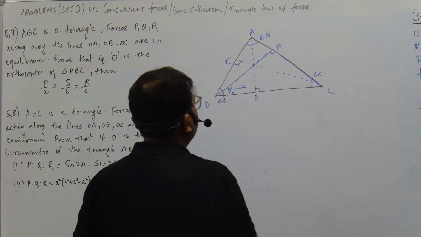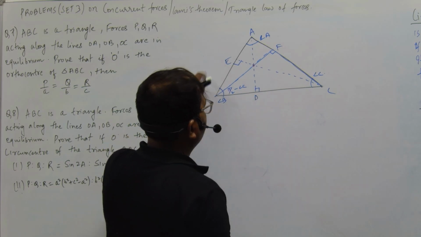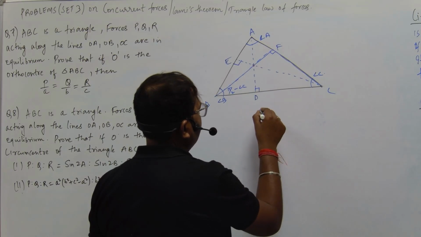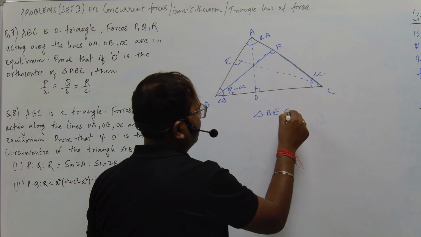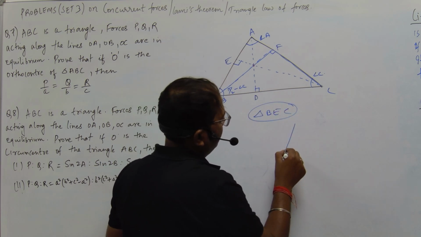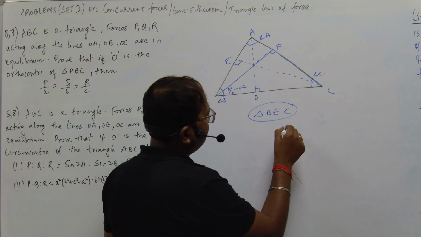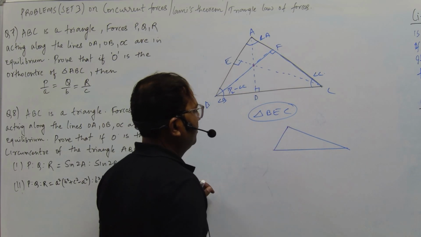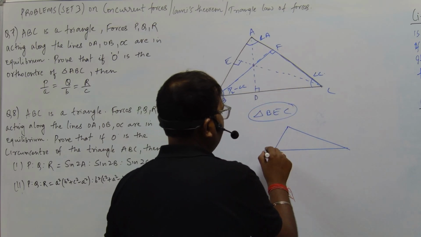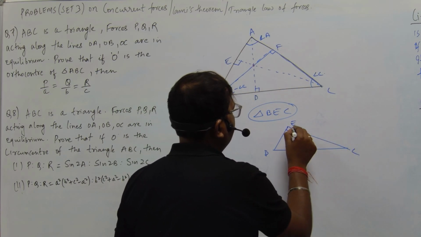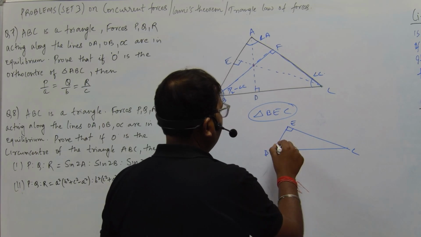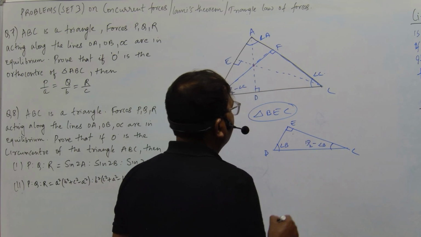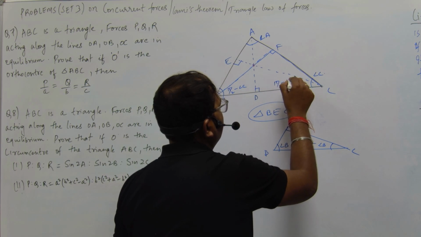Now let us take triangle BEC. So this is B, this is E, and this is C. This is 90 degrees, and this is our angle B. Similarly, this will be pi by 2 minus angle B.